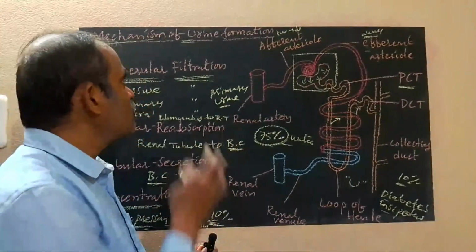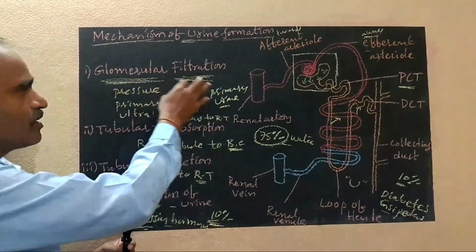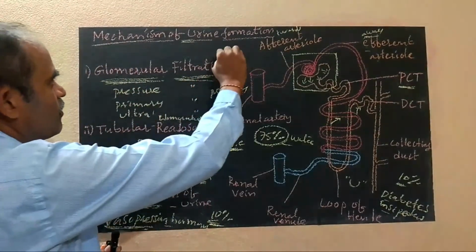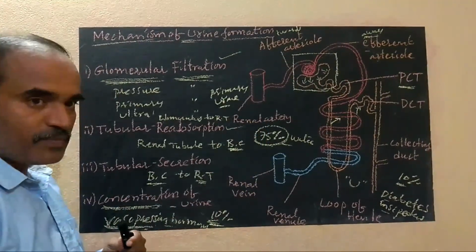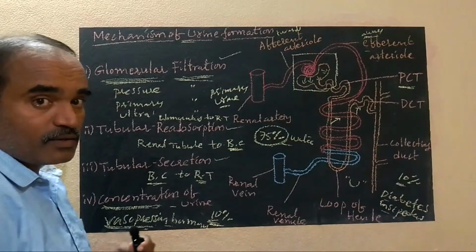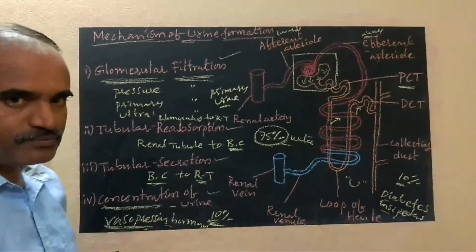So this is about the mechanism of urine formation. It has four stages: glomerular filtration, tubular reabsorption, tubular secretion, and concentration of urine.